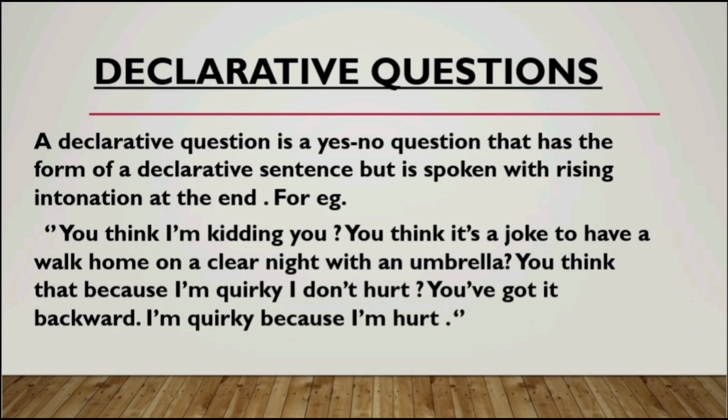The third type of a declarative sentence is declarative questions. Now, by reading the title declarative question, you must be perplexed how could a statement be a question, right? So let's understand this. A declarative question is a yes-no question that has the form of a declarative sentence but is spoken with rising intonation at the end. So the intonation is rising towards the end to emphasize that it is a question, but the sentence structure is like that of subject and predicate, and there is no helping verb coming in front of the sentence.